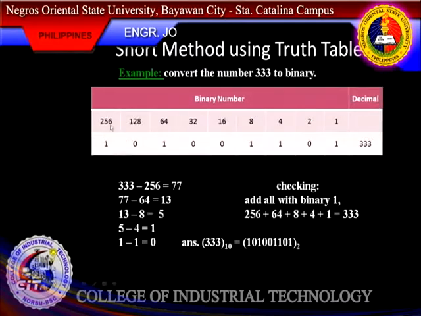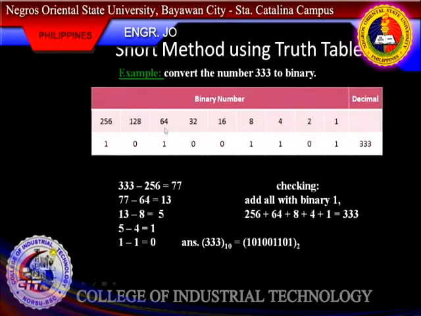Okay, so we're going to use 256 first to subtract from the number 333. So 333 minus 256 is equal to 77. You'll notice that 77 is less than 128, and 128 is greater than 77, so we put 0 for this one because we cannot use 128 for subtracting a smaller number. So we assign 0 for 128.